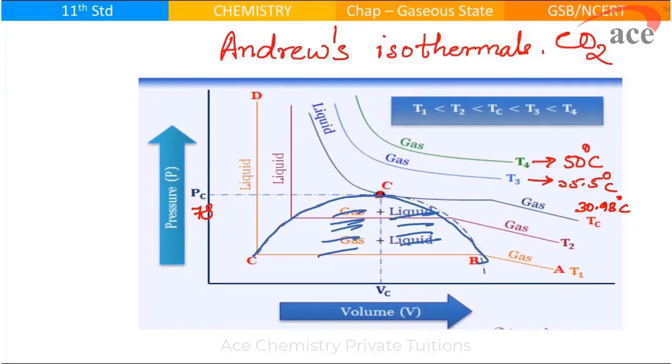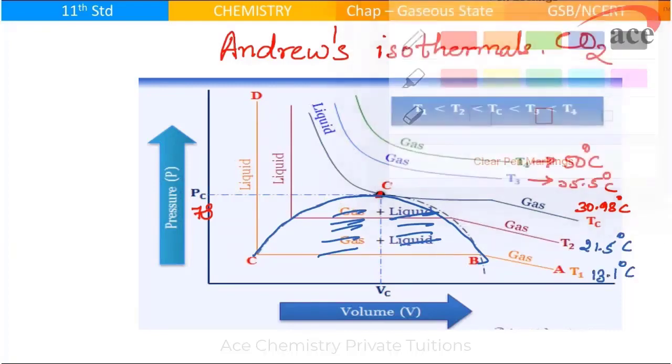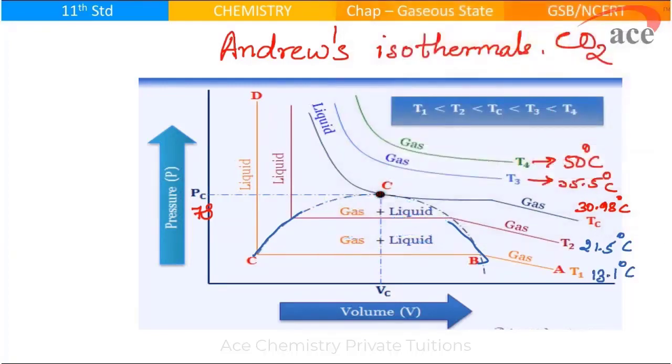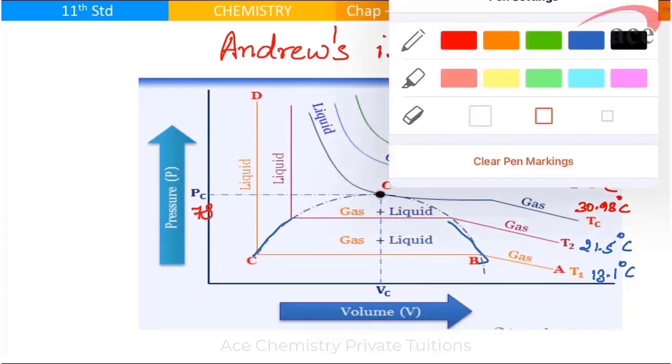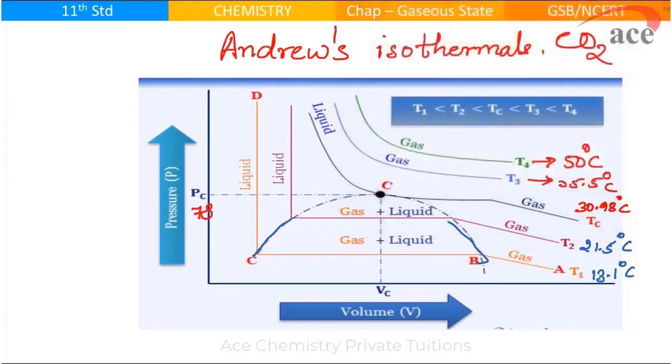And what do we observe? Once we go below Tc, the temperature here is 21.5 and T1 is 13.1. So at 21.5, what is the pressure going to be? Now here we said it's 73, correct? So here it's 60 and here it's 50.